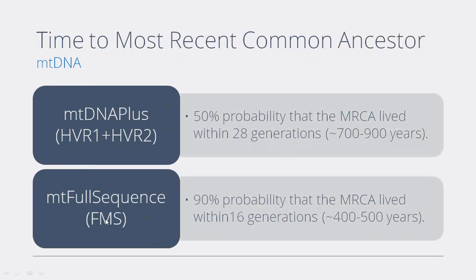And then the MT full sequence, which we also call full mitochondrial sequence, or FMS, there's a 90% probability that you and a match's common ancestor lived within the past 16 generations. So that's 400 to 500 years. And again, keep in mind, it's not that they absolutely lived 400 to 500 years ago. It could be as close as your own mother, up to that time frame in 90% of the cases. 10% of the cases could still be further back. So the time frames are broad for mtDNA. That's just the biology of it. If there was more mtDNA that could be tested to further refine this, we'd do it. But there's not. This is what our biology gives us for mtDNA. So mtDNA can be a little more challenging because the time frames are so much further back.